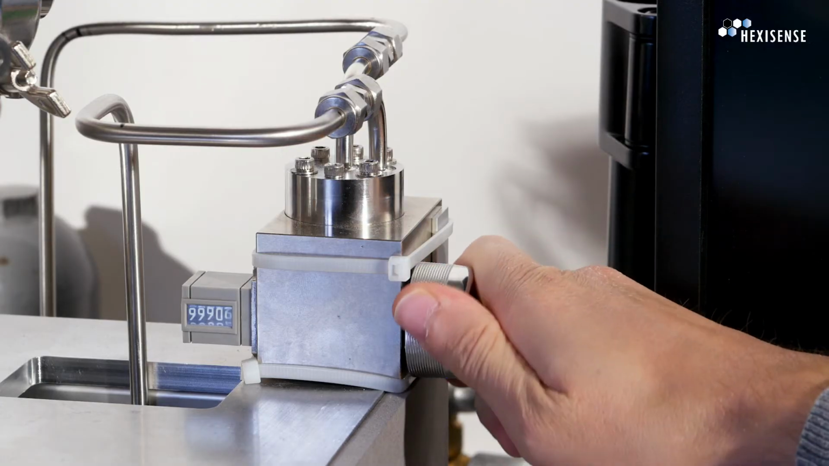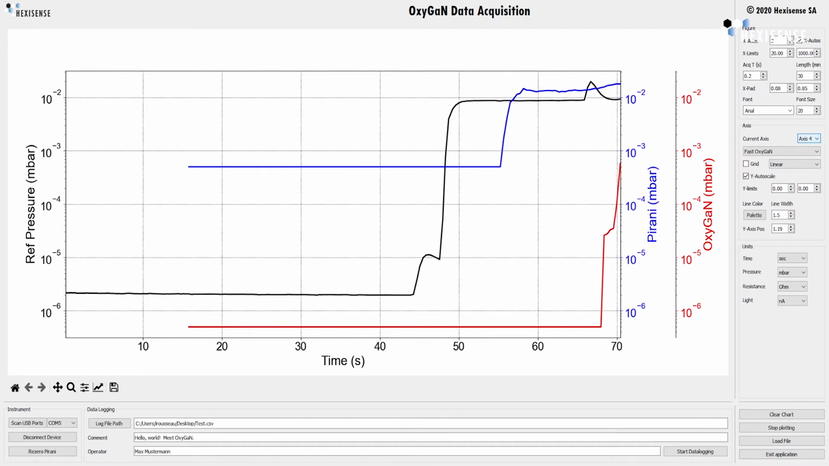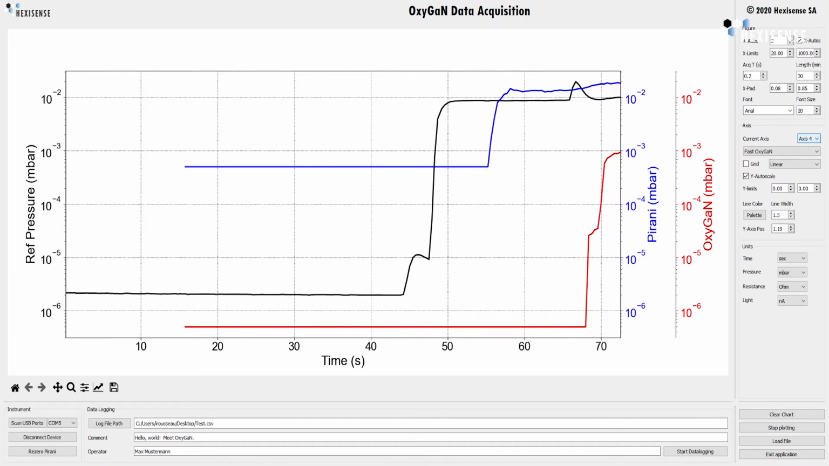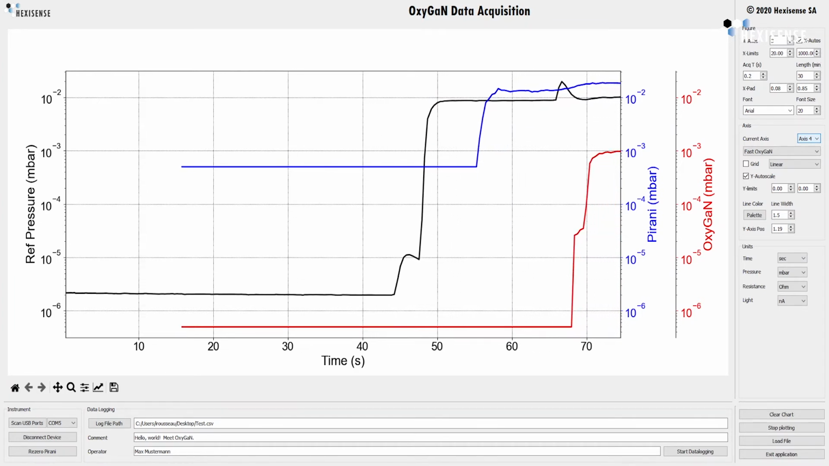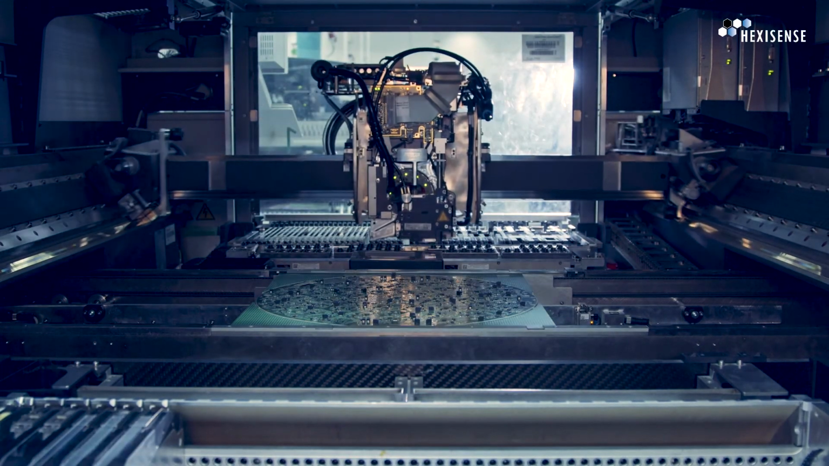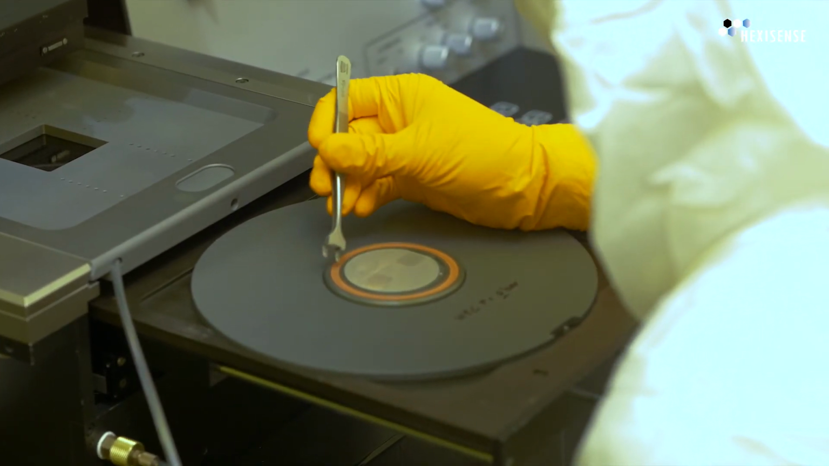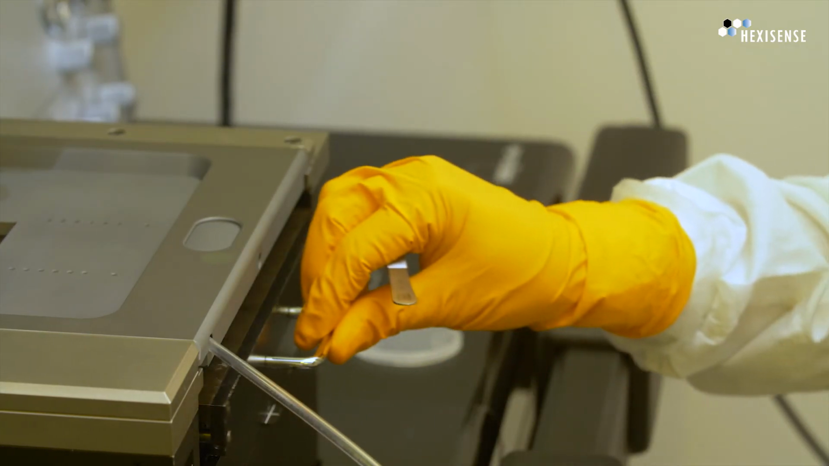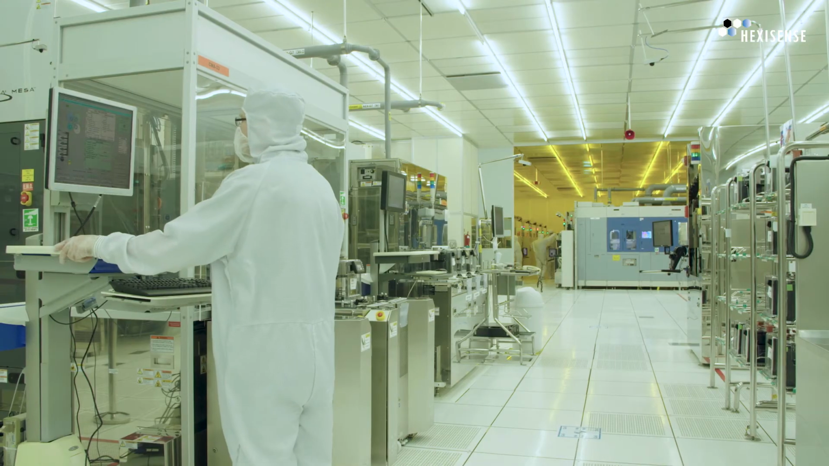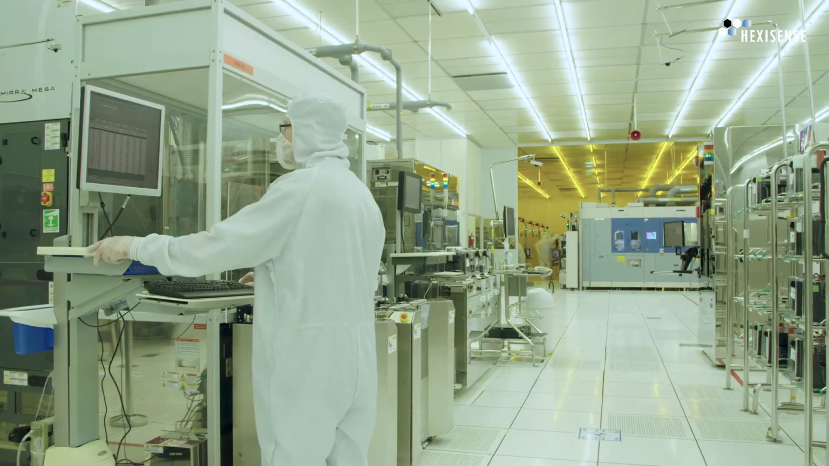If we now add a small oxygen leak, the total pressure sensors do not detect the change, but OxyGaN immediately senses the leak. State-of-the-art semiconductor equipment processes hundreds of wafers per hour, each worth tens or hundreds of thousands of dollars. If OxyGaN prevents a single hour of lost production over the tool lifetime, OxyGaN provides more than a tenfold return on investment.